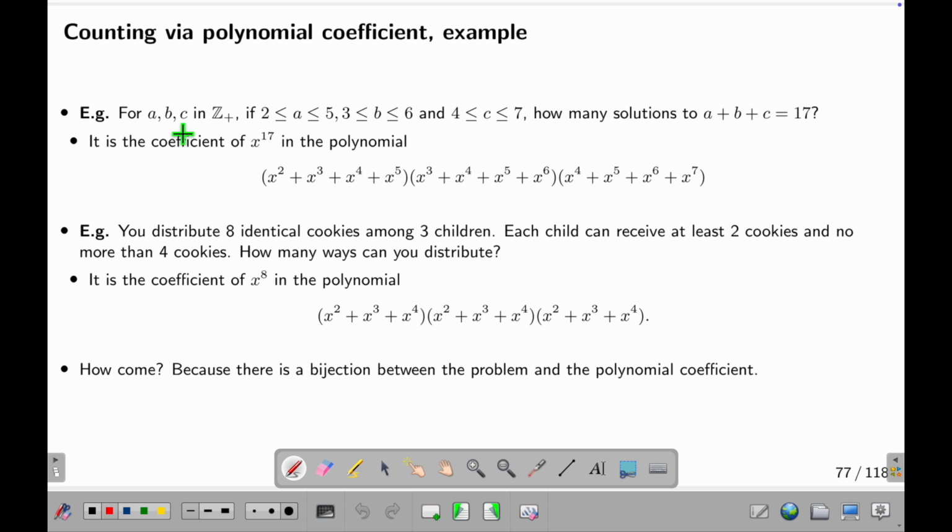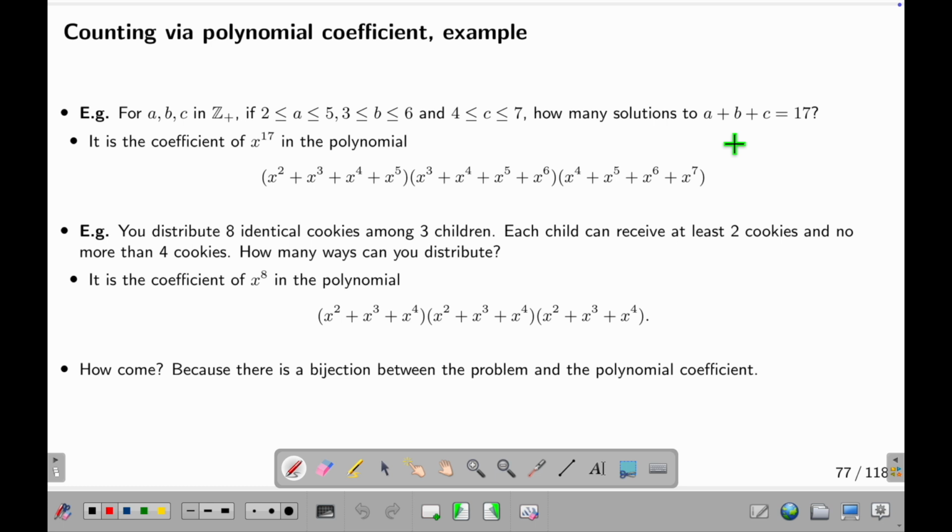Suppose you have A, B, C in Z, that means integers. 2 to 5 bounding A, so A is what? 2, 3, 4, 5. What about B? B is 3, 4, 5, 6. What is C? C is 4, 5, 6, 7. And I'm asking you, how many possible ways is A plus B plus C equal to 17?